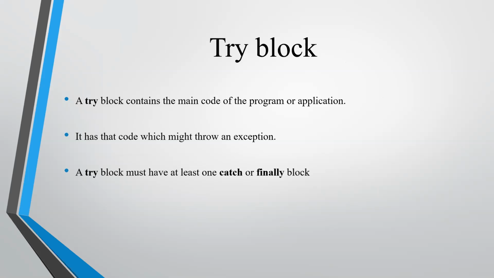Let's talk about the try block. In exception handling, the first and foremost block which comes is the try block. A try block contains the main code, the main logic of our program or application. It has the code which might throw an exception. It's not mandatory that an exception occurs during the execution happening in the try block, but a try block must have at least one catch or finally block. So you cannot end your code by just completing a try block. It must have at least one catch or a finally block.